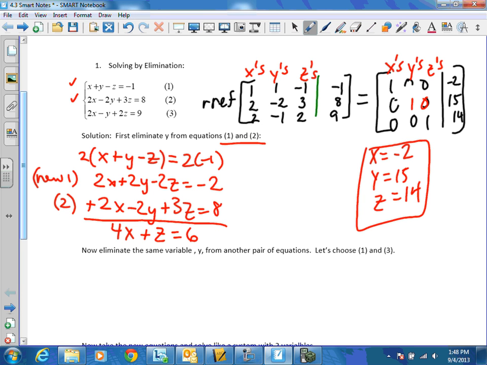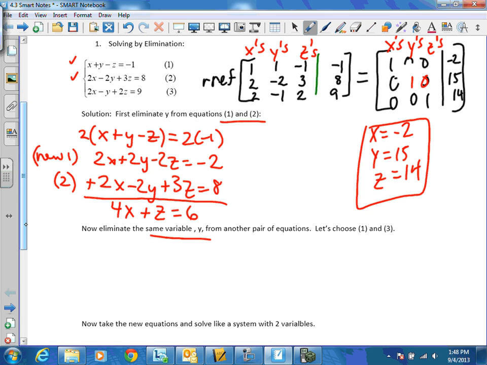Okay, so now we've got to pick 2 other lines and eliminate the y's again. Eliminate that same variable. Since we picked y before, we're going to have to pick y again. So let's take lines 1 and 3 and eliminate our y. Do I have to do anything to those? Nope. So I can just add.